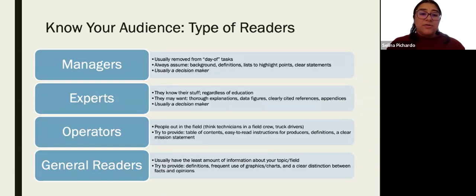The second group of your readers are usually going to be experts. Experts are anyone with a good understanding of your topic.